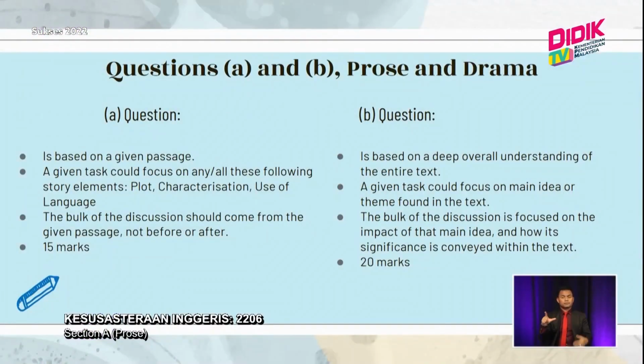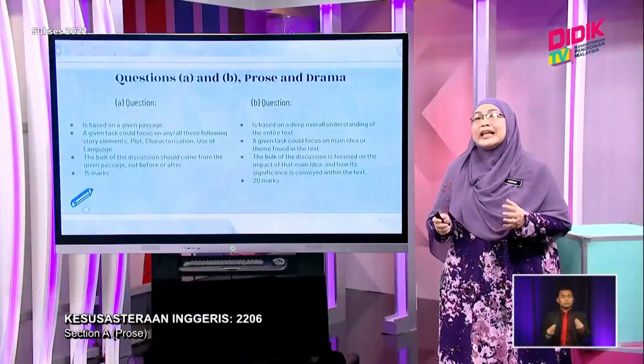That's your A question. Moving on, a B question on the other hand, for 20 marks, so you know already the weightage is greater. A 20-mark question is going to require candidates to discuss their overall understanding of the entire novel or the entire short story. So this is where, if you want to prove how much you know, how well you know, this is where you do it. And as it says there, a given task could very likely focus on a main idea or theme that is found in the text.